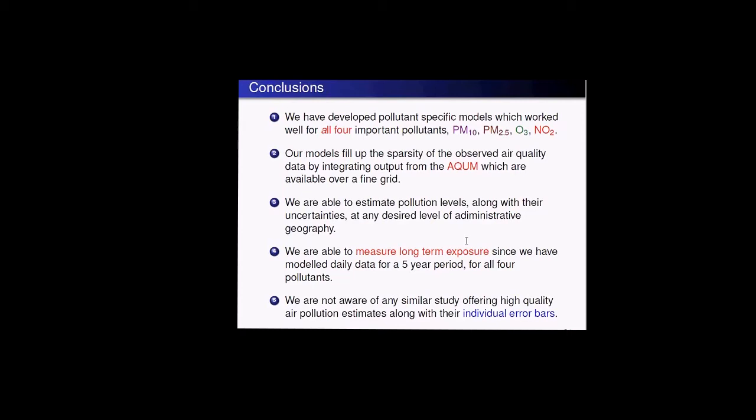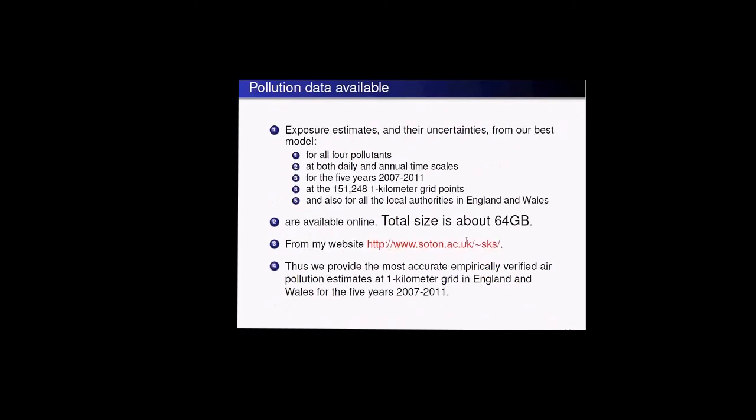We are not aware of any similar study offering high-quality air pollution estimates along with their individual error bars. So we estimate air pollution at a local authority level, and we have error bars for that. All these pollution data are available for doing further science: exposure estimates and their uncertainties from our best model for all four pollutants at both daily and annual timescales for the 5 years 2007 to 2011 at the 151,000 1-kilometer grid points, and also for all the local authorities in England and Wales are available online.